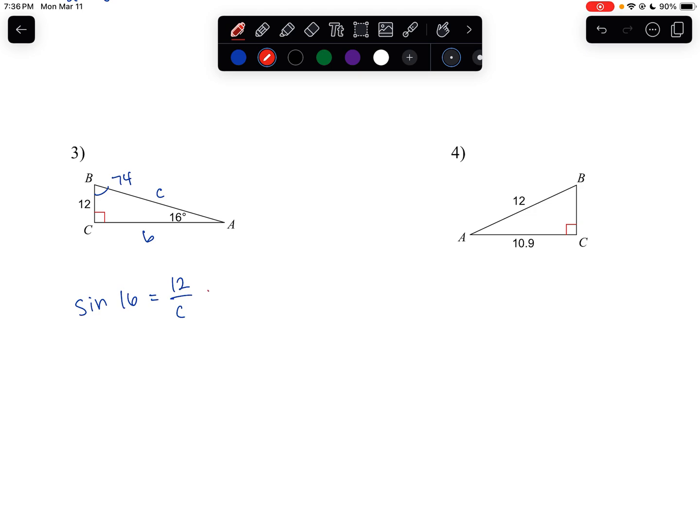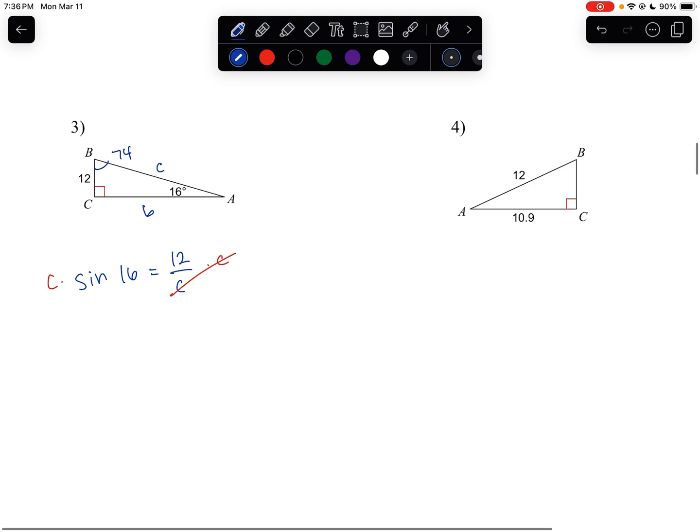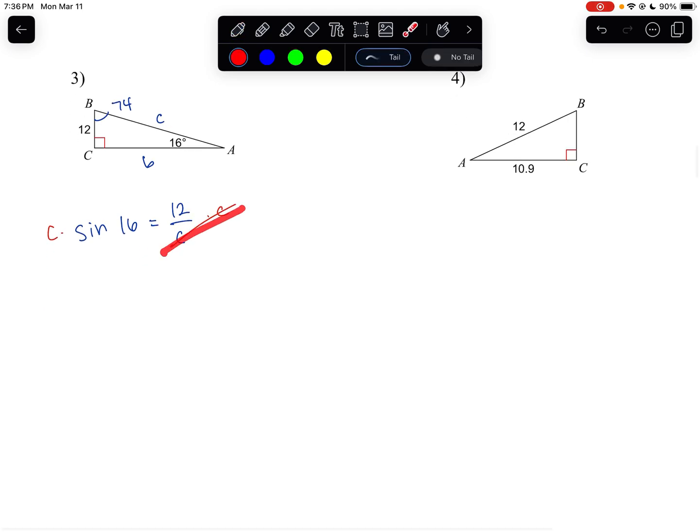We don't want the unknown variable in the denominator, so multiply both sides by C. So that gets rid of it out of the denominator here, puts it in the numerator over here. So now we're in the numerator. We get C times sine of 16, which is going to be equal to 12.